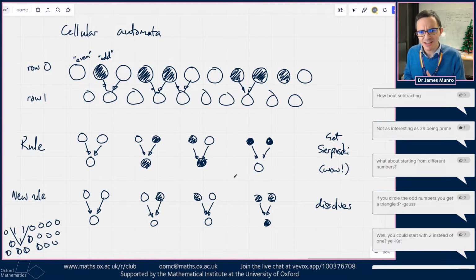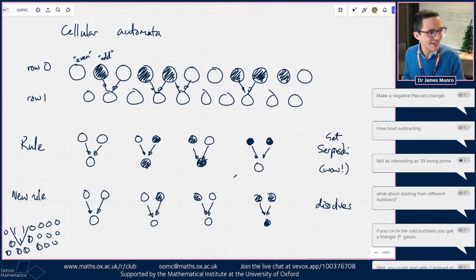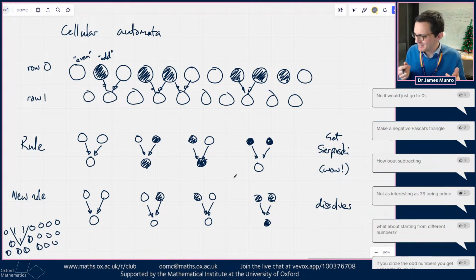And there's this question then, I suppose, of what do all the other ones do? How about subtracting? Brilliant. I am so glad that someone said, what about subtracting? Negative Pascal's triangle. Ooh, what does negative Pascal's triangle mean? Is that where you start with minus ones and you add? Can't tell if that was clever or stupid. Let's do the subtracting thing.